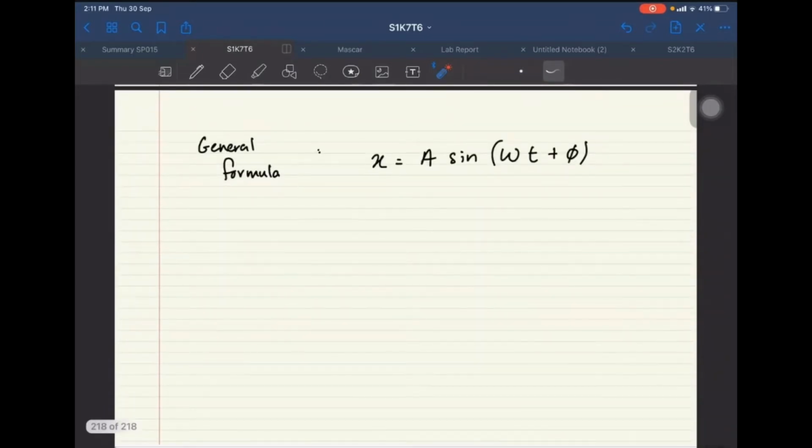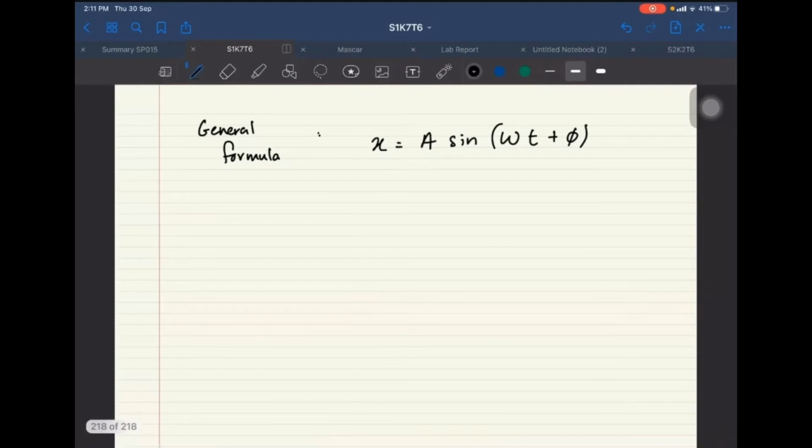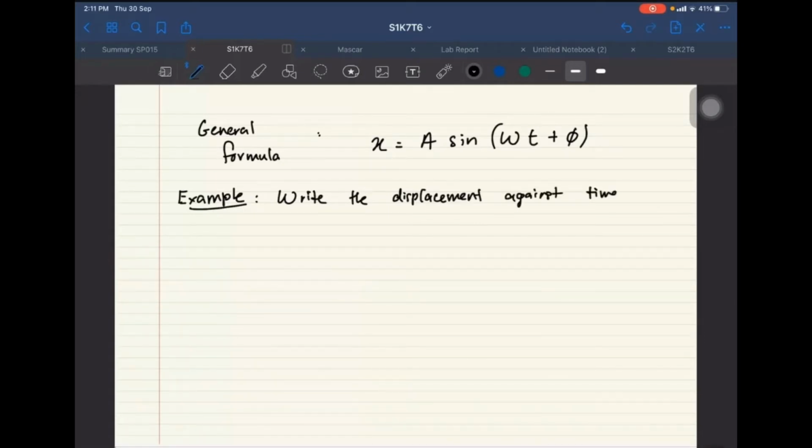Now, going back to here, let's see if I give you an example. Okay, so the question will want you to write the displacement against time equation. Okay, so they give you example in terms of storyline. Dia tak kasih pun diagram, dia cerita.